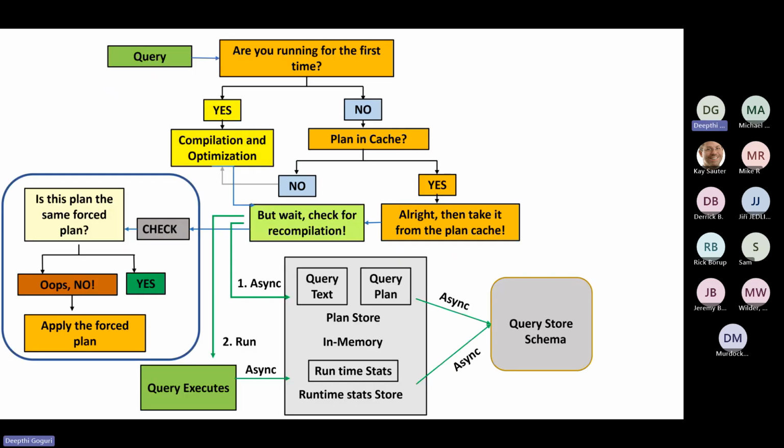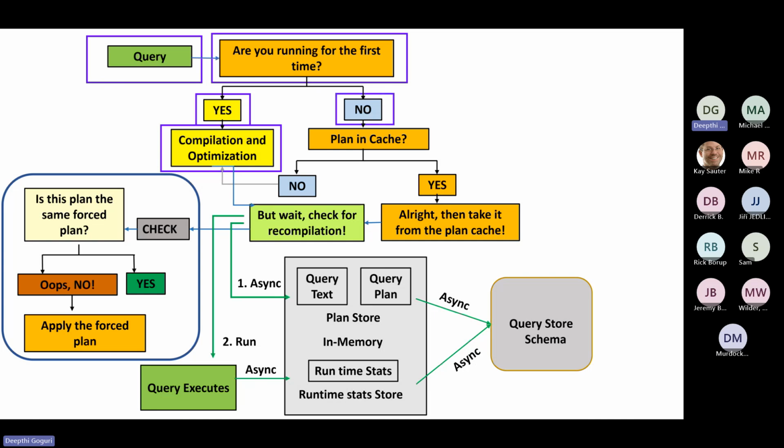Whenever a query executes on the SQL Server, it first checks whether it is running for the first time or whether it has been executed before. If it is running for the first time, then it will go ahead and do the compilation and the optimization. It will go through this process to build an execution plan. But if it is not running for the first time, then definitely there can be a plan in the cache, right?